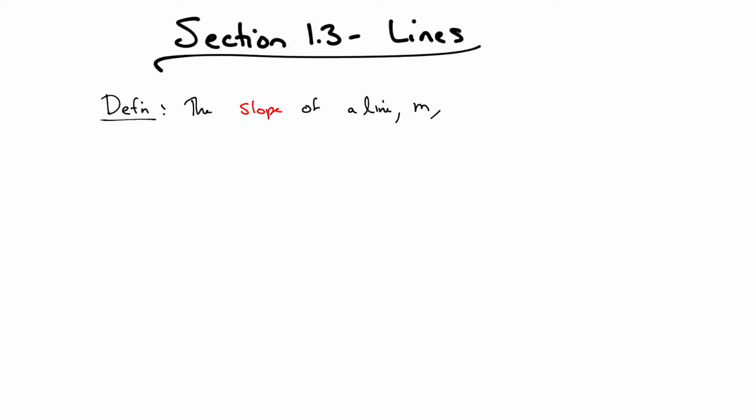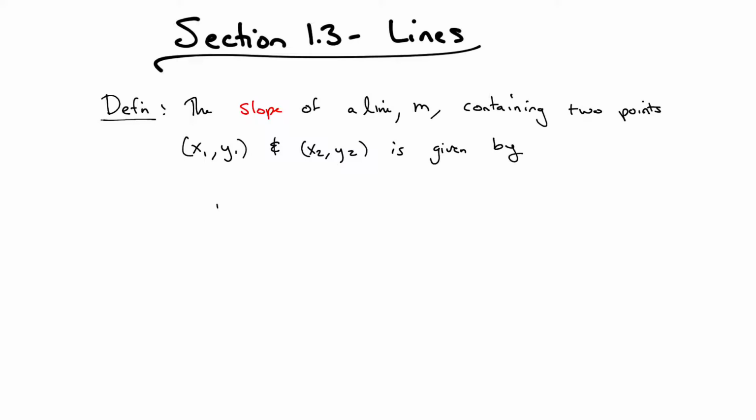The slope of a line containing two points, x sub 1, y sub 1, and x sub 2, y sub 2, is given by m equals y sub 2 minus y sub 1 over x sub 2 minus x sub 1, which is sometimes thought of as the rise over the run.